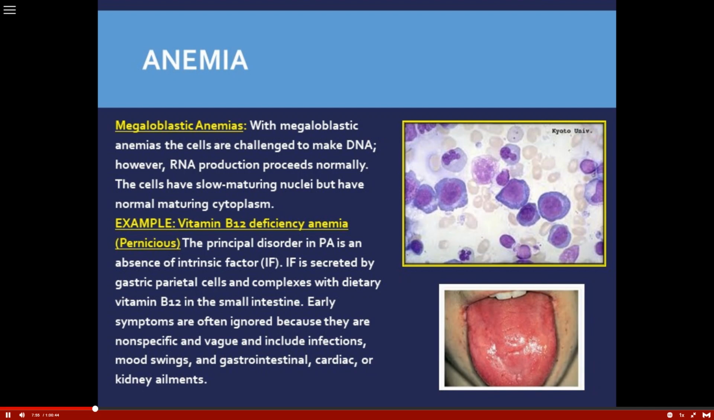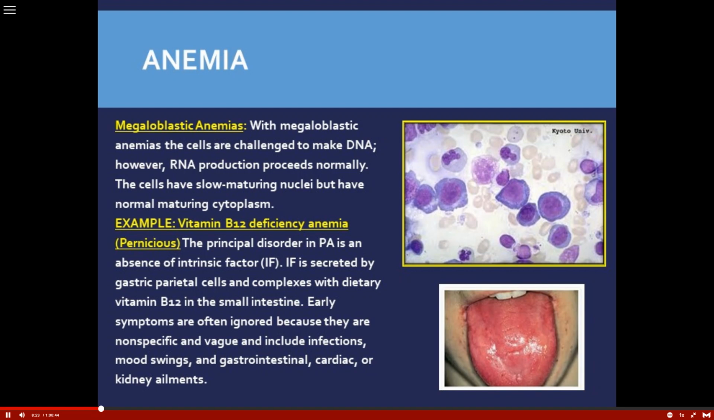So what ends up happening? Not enough RBCs, and the RBCs that are there really aren't quality. So what happens? Anemia, right? And one very special, more common, I would say, megaloblastic anemia is called pernicious anemia or B12 deficiency. So this is a great example of a megaloblastic anemia.